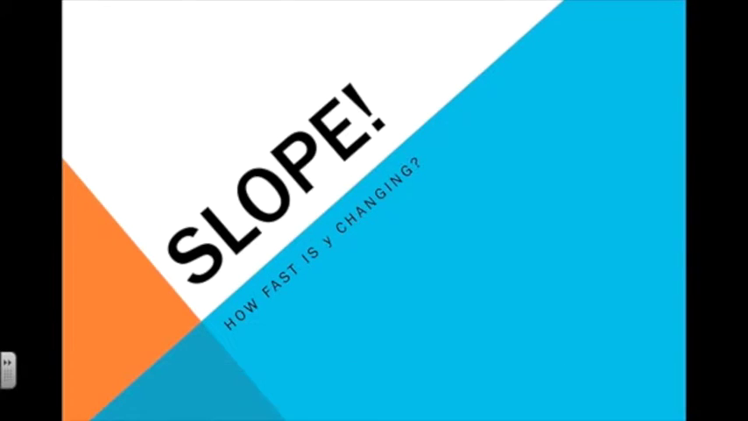Welcome to our tutorial on slope. Slope tells us how fast a variable changes as another variable increases. Usually we use x and y. Today we are going to discuss how to find the slope of a line given 2 points on the line.